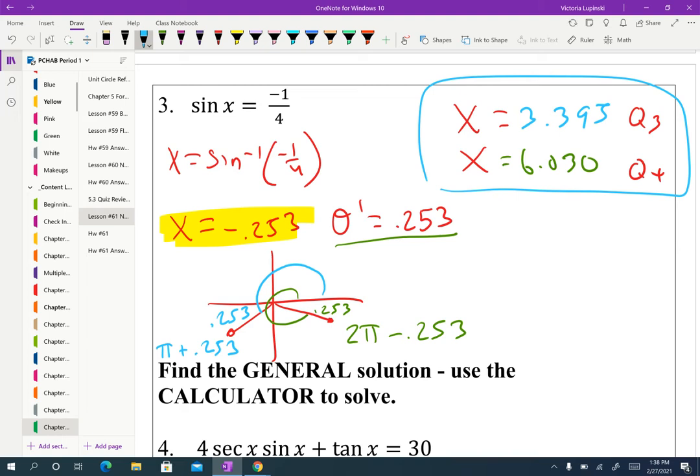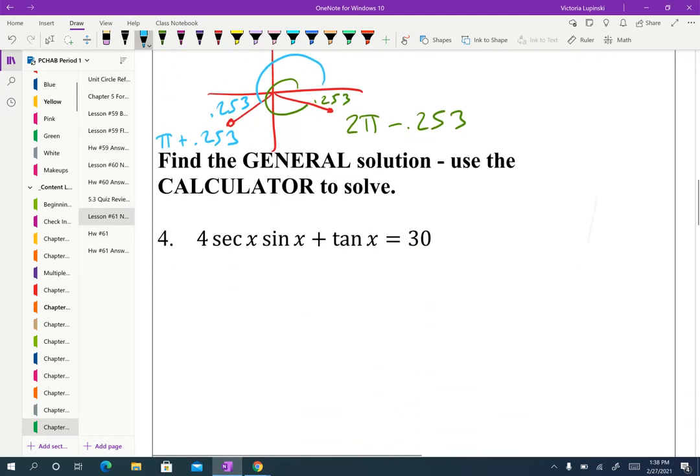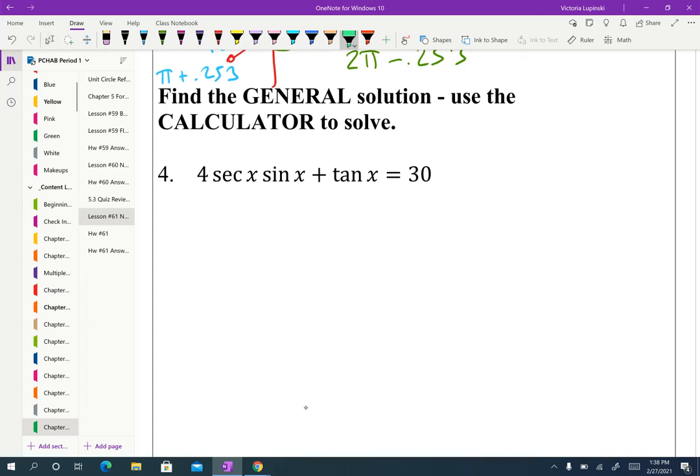If you're wondering, well, can I solve these kinds of problems for the general solution? Absolutely. Same idea. The answer just looks a little bit different. So let's go ahead and try that here in number 4. So find the general solution, and again, use the calculator to solve. And using the calculator, again, doesn't have to be a guarantee from this point forward. It just is an option.